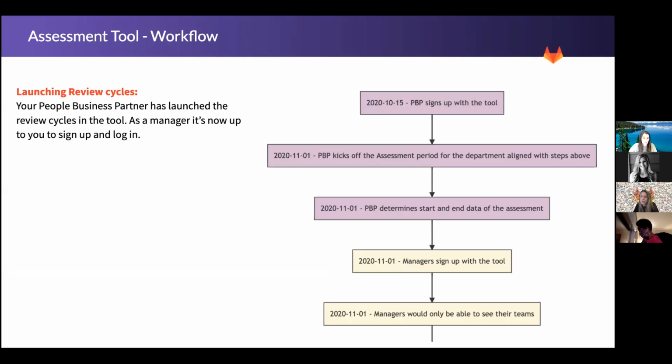I'll take you through real quickly the mermaid diagram, which also lives in the handbook, on the steps of what we expect the workflow to look like. By now, the tool should be launched for your department. You should have received an email from your people business partner kicking off the process. As a manager planning for your team, you need to sign up for the tool first. Confirm your email address through your GitLab email, and then you'll be able to log into the tool. Managers are only able to see their teams, both their direct reports and indirect reports within the system.